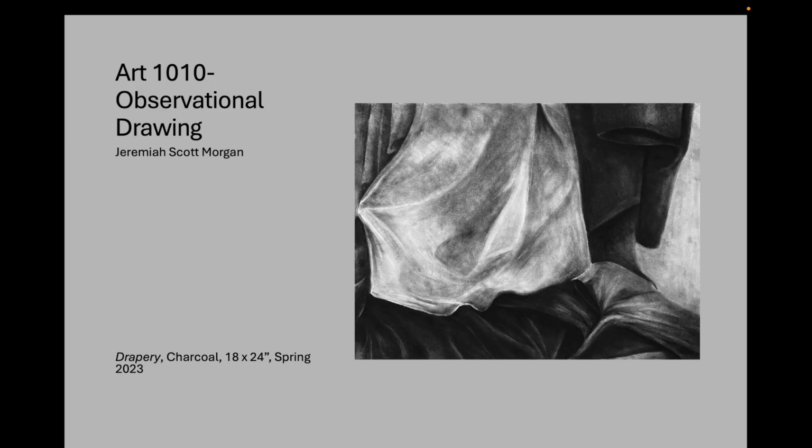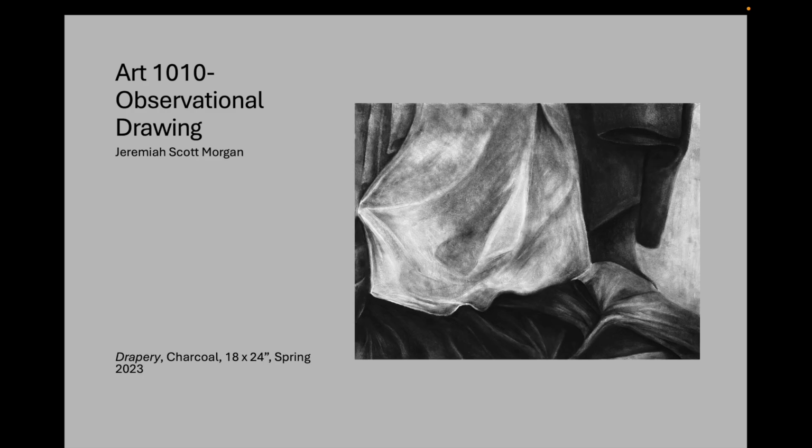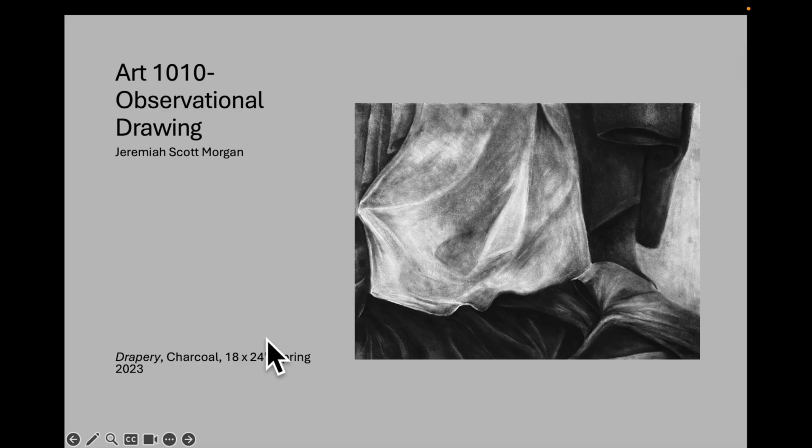So here's the first image in the Art 1010 Observational Drawing class. Is that the same? Yes. Is the name still there? Yes. The only thing that's been added is the image and the title. So really all you have to do is copy this slide, paste it, and then insert your image and the title information. We've got drapery, which was the subject of this particular image, charcoal with a comma in between.